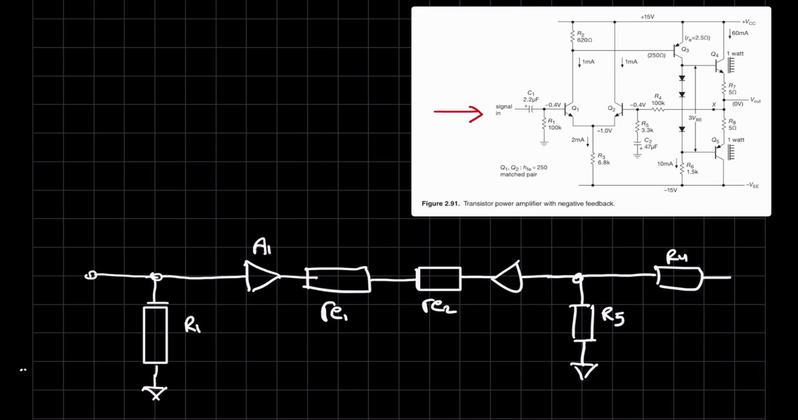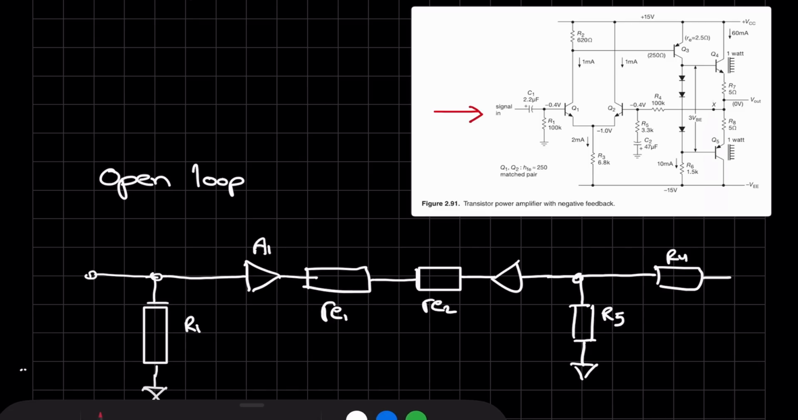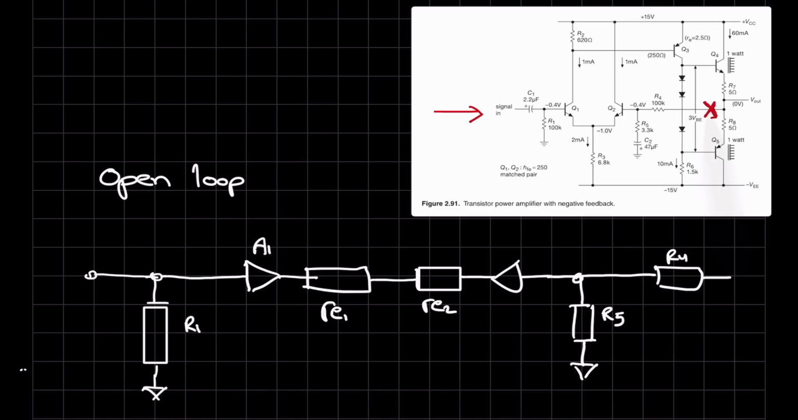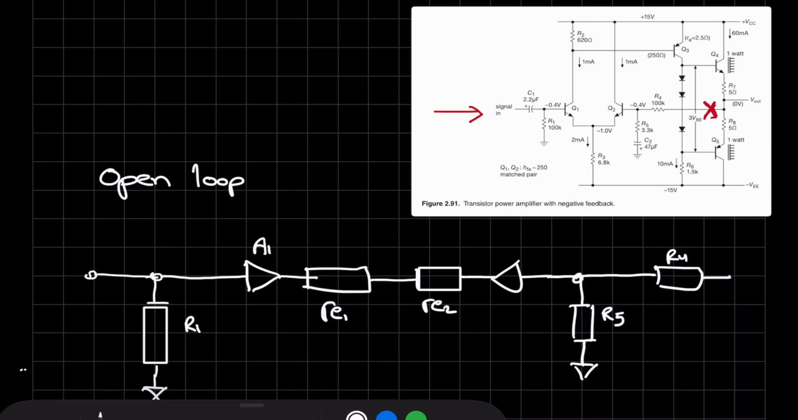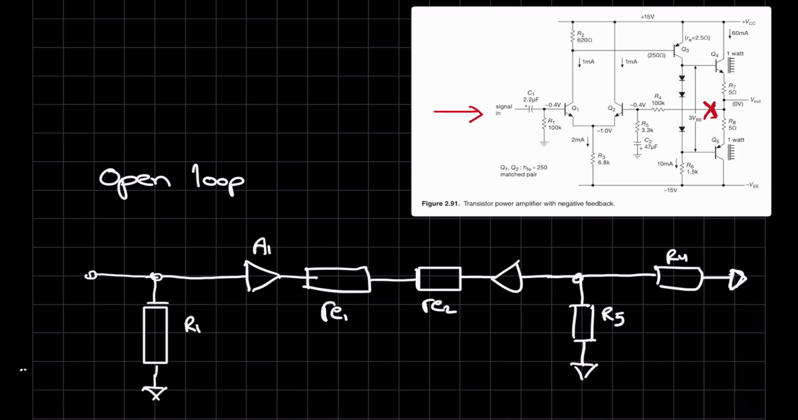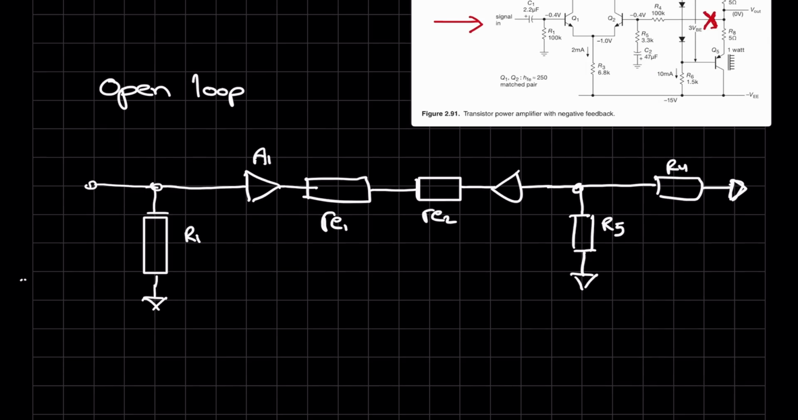Now for the first case, we are looking at an open loop case. We are disconnecting the feedback from the circuit, which is over here, and we are going to ground R4. So I want to connect that to ground, and again we can ignore C2 because it's going to be relatively low impedance for the signal frequencies that we are interested in. Now the R1 value is straightforward, it's 100K.